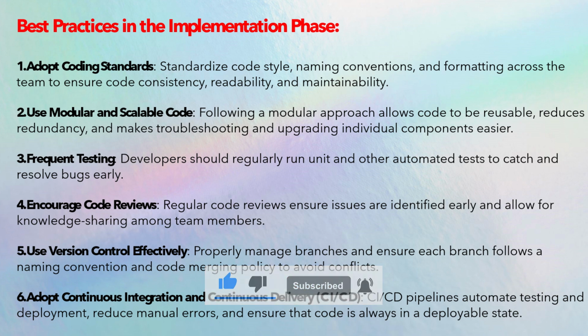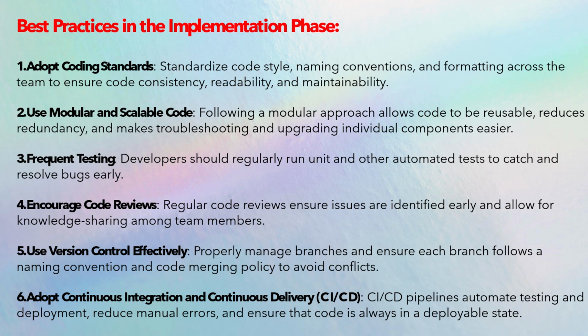3. Frequent testing. Regularly run unit and automated tests to detect bugs early, ensuring the code functions as expected. 4. Encourage code reviews. Conduct regular peer reviews to catch issues early, improve code quality, and promote knowledge sharing within the team. 5. Use version control effectively. Manage branches with proper naming conventions and merge policies to prevent conflicts and track changes easily.